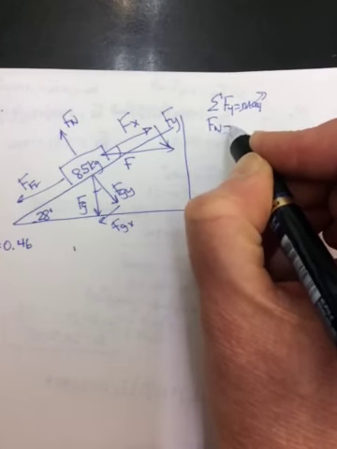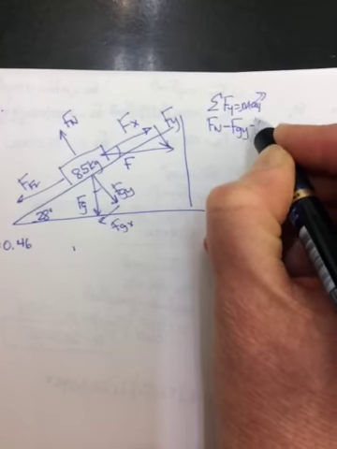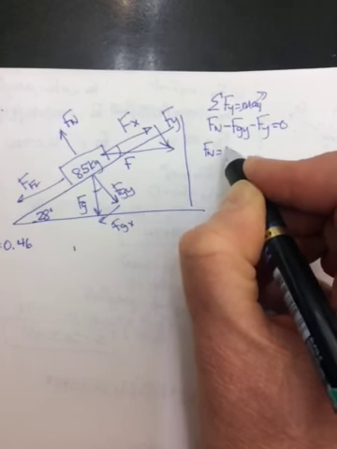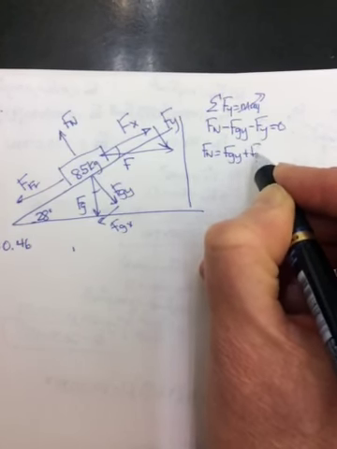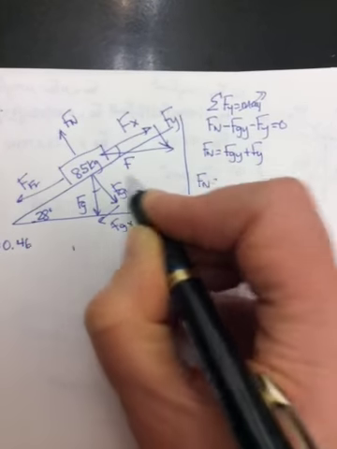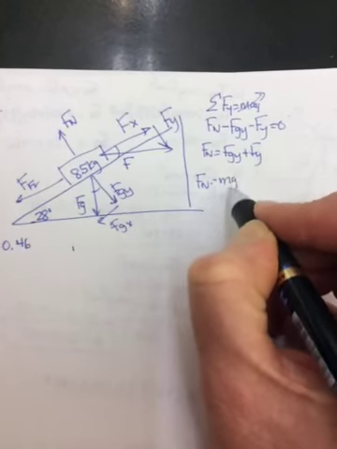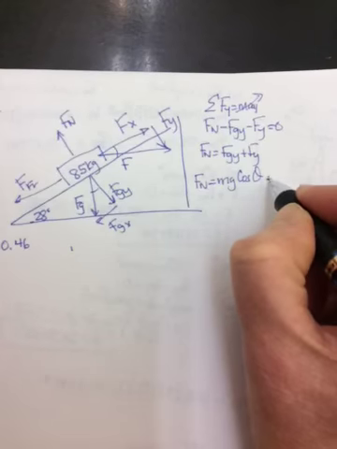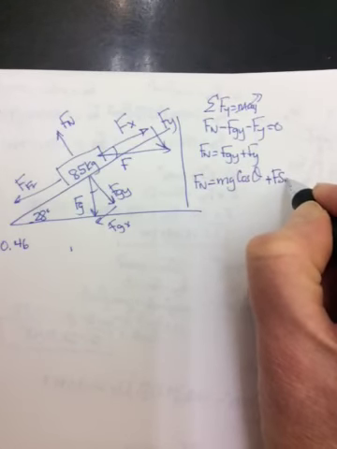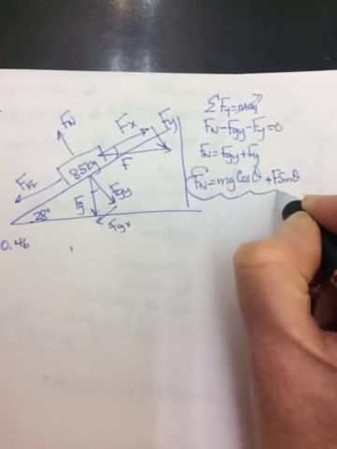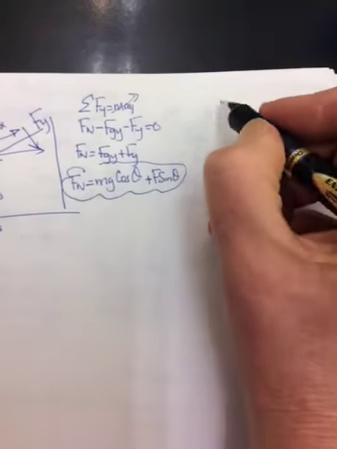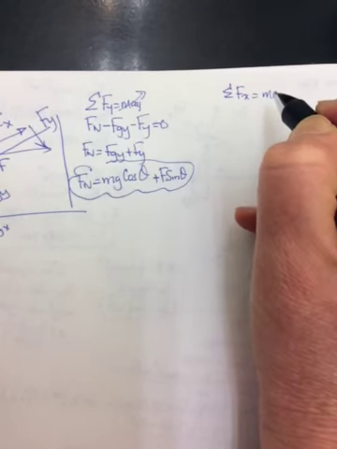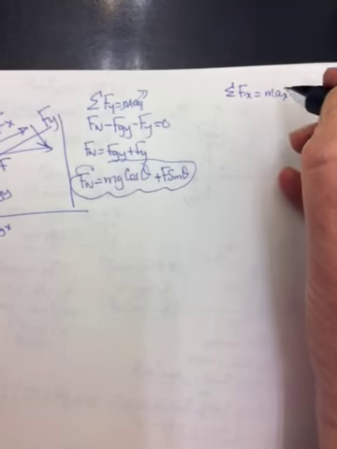So we have Fn minus Fgy minus Fy equals 0. So Fn will equal Fgy plus Fy. In other words, Fn will equal mg cos theta, plus F sine theta. Cannot find a value because you don't know the F. So now go to sum of the forces in the X direction. And the question says, how hard does he have to push to start the crate moving up the ramp?